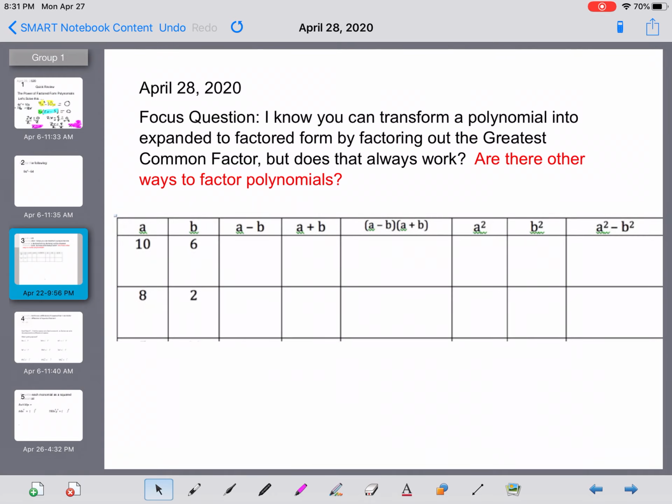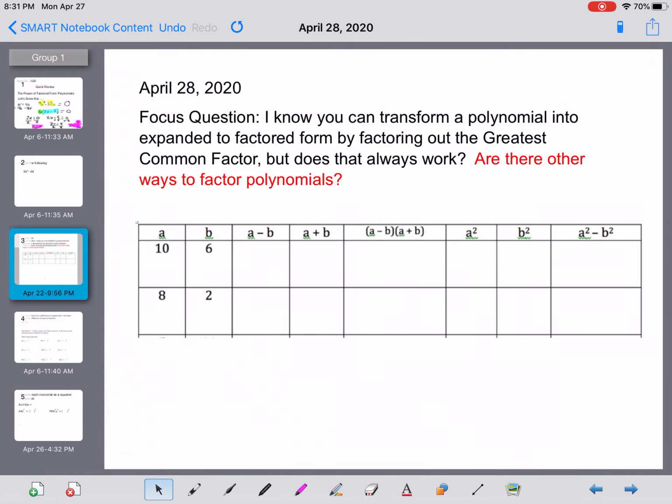So let's just take a look at this chart. I'm going to fill it out, and then I want to see if you notice any patterns. So first row, we have an A value and a B value. A is 10, B is 6, and I'm just going to fill out the rows here, and I want you to do the same thing at home. So A is 10, I'm just evaluating this, so 10 minus 6, and then 10 plus 6, just A plus B is 10 plus 6. And then it's A minus B times A plus B. So A minus B, which is 10 minus 6.